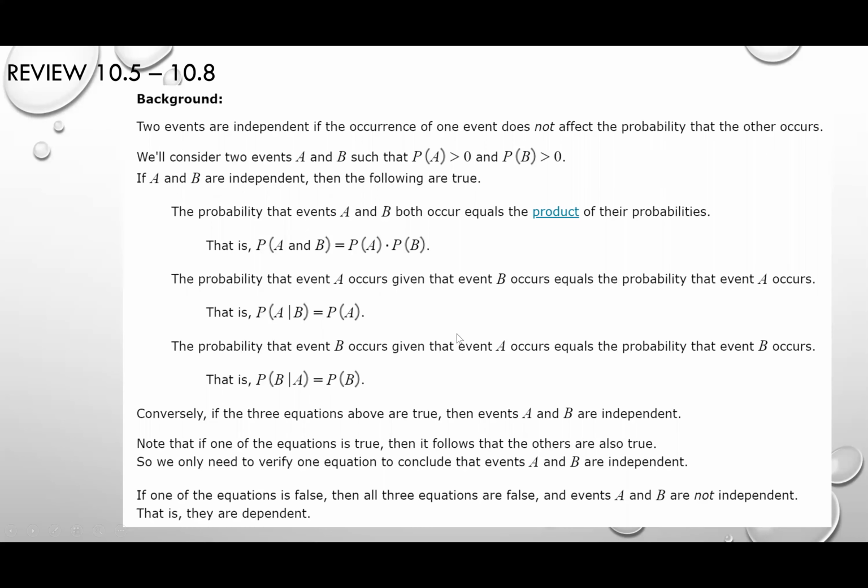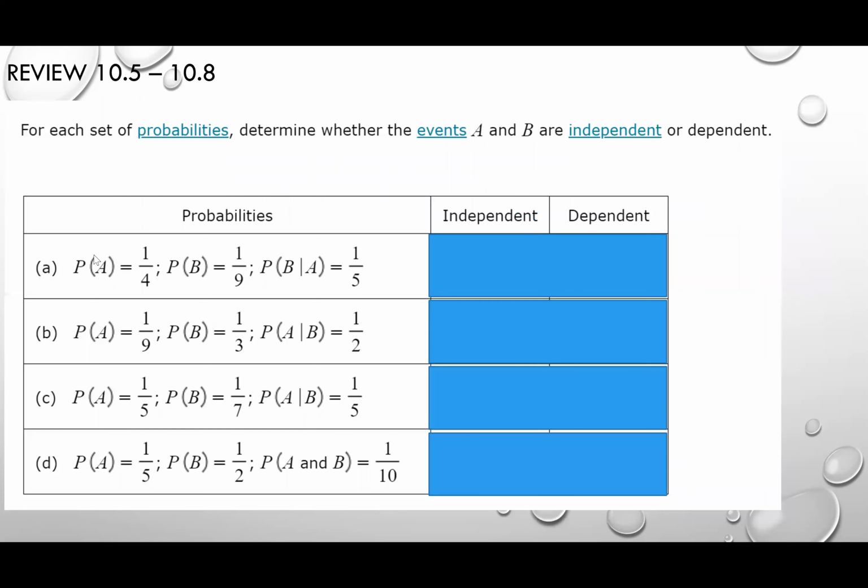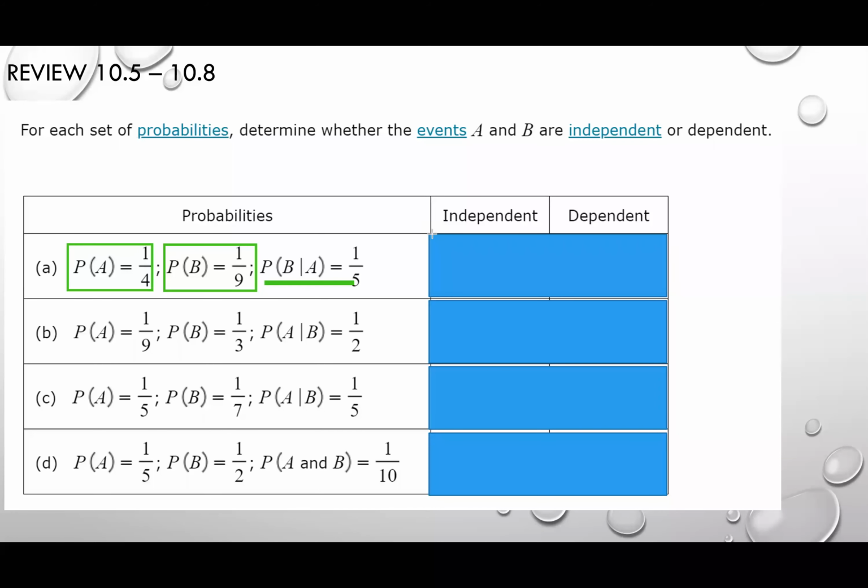So looking at this problem, they give you P of A, P of B, and this item, and they ask you, given this, is it dependent or independent? So how do we determine this? Well, what do they give us? Do you agree that they give us this key item right here? They give us the probability of B given A.